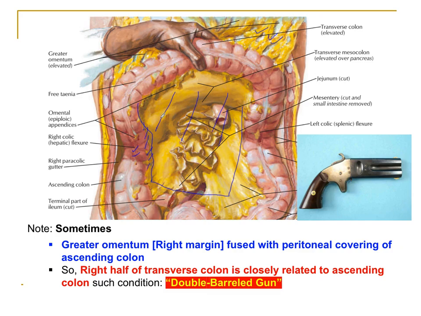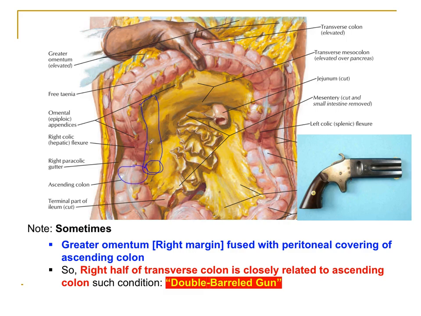What happens at that time? The right half of the transverse colon and the ascending colon might come very close to each other here in this region. Such a condition is called a double-barrel gun, a double-barreled gun.